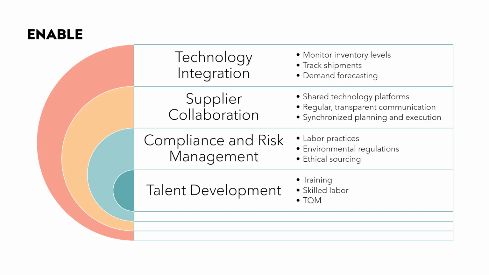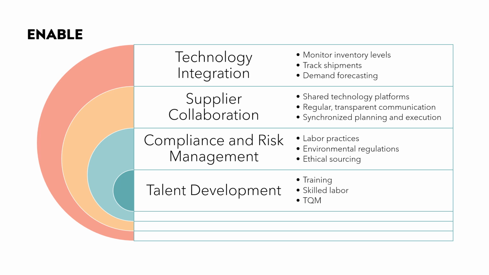All of this is made possible by the technological integration, supplier collaboration, compliance and risk management, and talent development that Apple employs to enable their supply chain. Apple leverages advanced information systems to enhance supply chain visibility and coordination. By integrating real-time data analytics, Apple can monitor inventory levels, track shipments, and forecast demand more accurately, ensuring a responsive and agile supply chain. Apple also maintains close relationships with its suppliers, fostering collaboration through shared technology platforms and regular communication. This partnership approach enables synchronized planning and execution across the supply chain, aligning production schedules and reducing lead times.